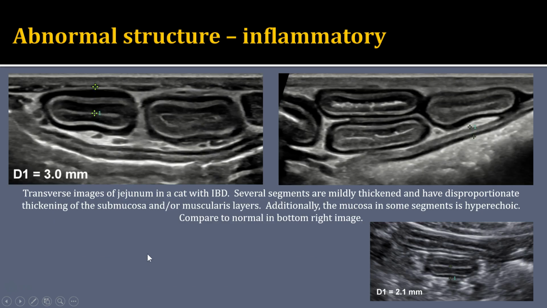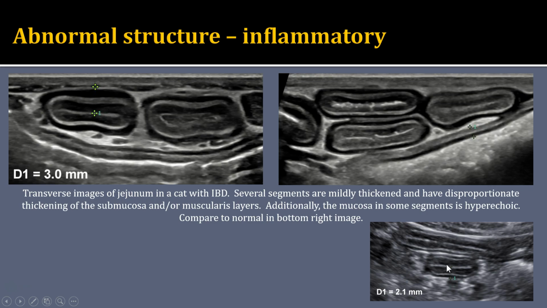Here's an example of a cat that has inflammatory bowel disease presenting a little bit differently. The patient down here on the bottom right is normal for comparison with a thin wall of 2.1 millimeter compared to this patient that has overall wall thickness of 3 millimeter. Which is kind of our upper limit, so typically a little bit less than that. This patient also has disproportionate thickening of the muscularis and submucosal layers, so they are both very thick, almost as thick as the mucosa, and that is not normal.